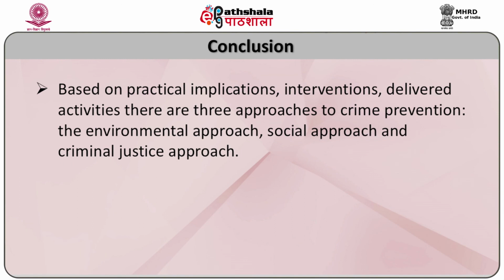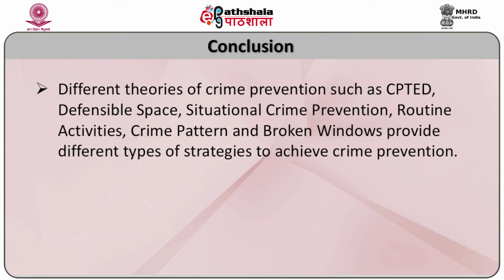Conclusion: based on practical implication, interventions, delivered activities, there are three approaches to crime prevention: the environmental approach, social approach and criminal justice approach. Different theories of crime prevention such as CPTED, defensible space, situational crime prevention, routine activities, crime pattern and broken windows provide different types of strategies to achieve crime prevention.